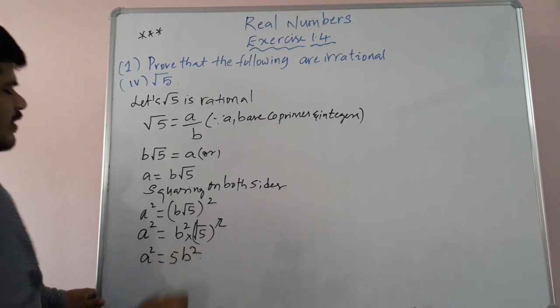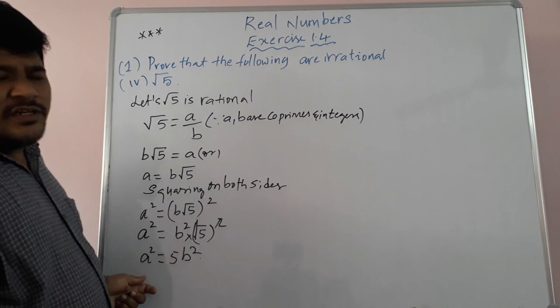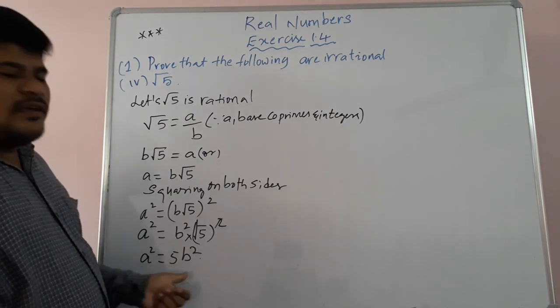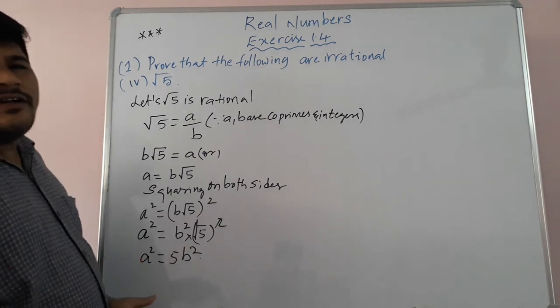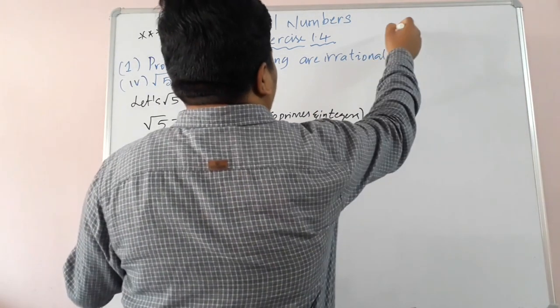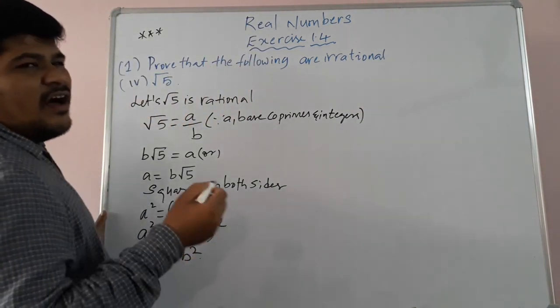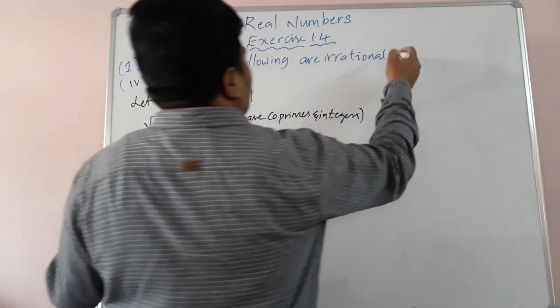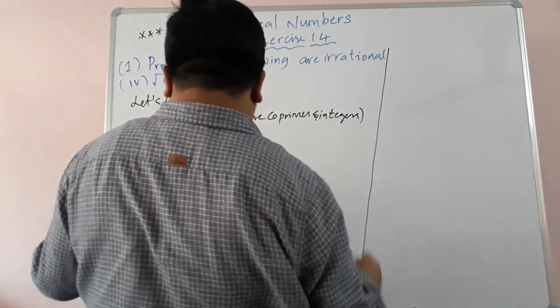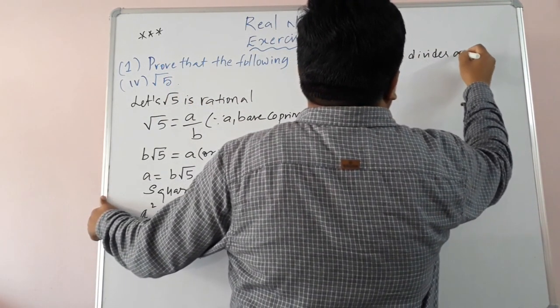A square is equal to 5b square, which means 5 into something is equal to a square, children. It means 5 is a factor of a square, or 5 divides a square. So children, here you can write, 5 divides a square.